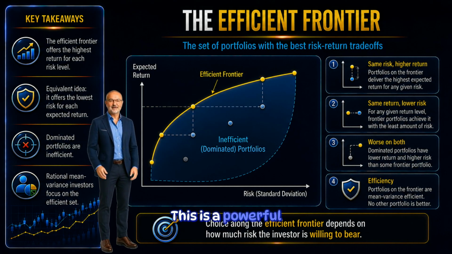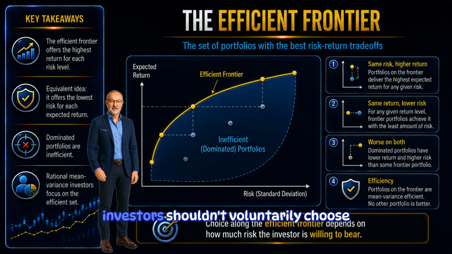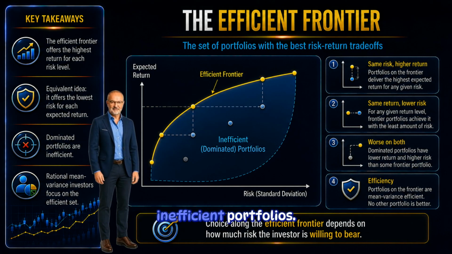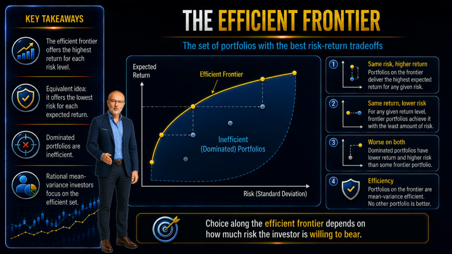This is a powerful idea because it tells us that rational mean variance investors shouldn't voluntarily choose inefficient portfolios. Why accept less expected return without reducing risk? Why accept more risk without gaining expected return? The efficient frontier helps investors focus attention on the relevant set of choices. Moving along the efficient frontier usually means accepting more risk in exchange for higher expected return. This is the risk-return trade-off.